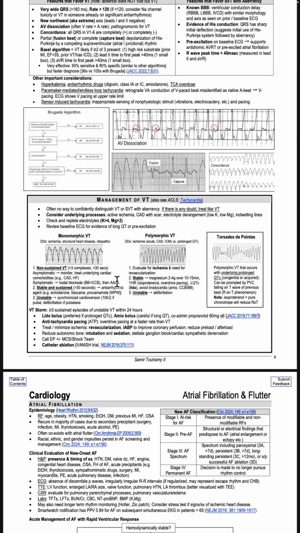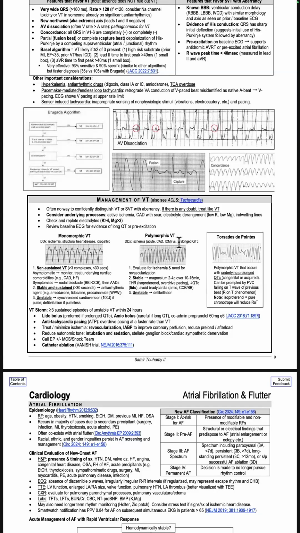If it's stable and sustained VT, so this is greater than 30 seconds of ventricular tachycardia, then you want to use an anti-arrhythmic agent such as amiodarone, lidocaine, procainamide. We talked about the dosing of these drugs in the tachycardia ACLS video. Refer to that. And at any point, if the VT is unstable, you want to do synchronized cardioversion at 100 joules if there's a pulse, otherwise defibrillation if the patient is pulseless.